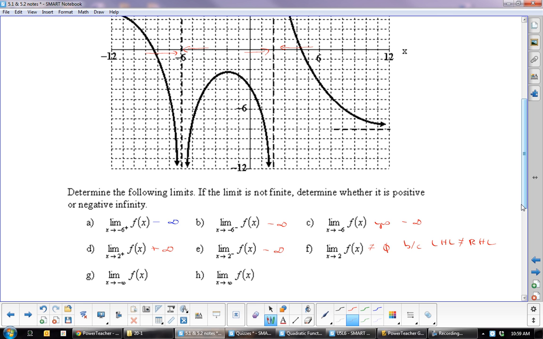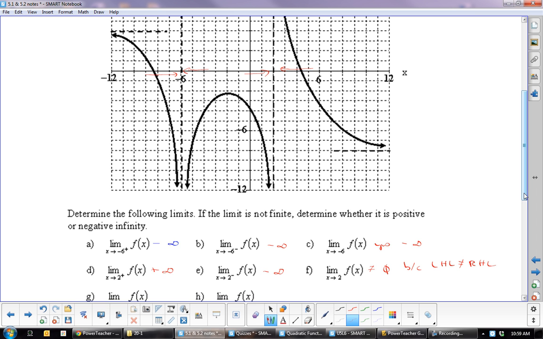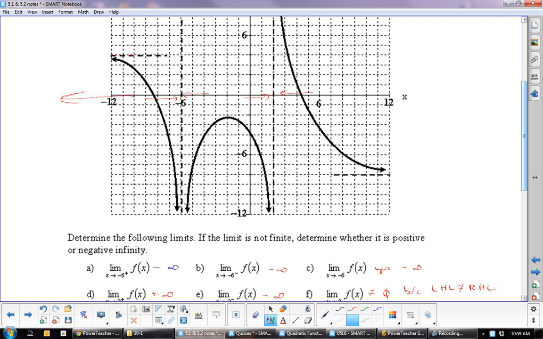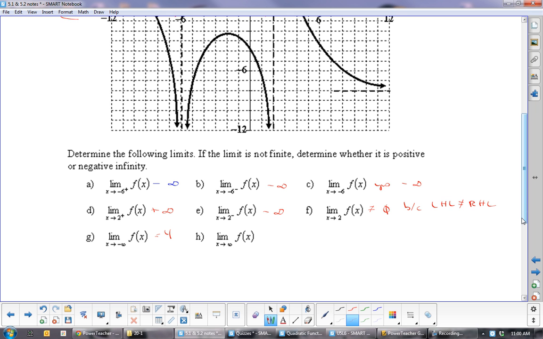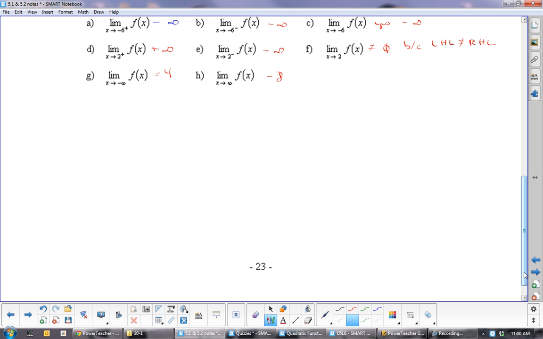Okay, as x is approaching negative infinity, what's the graph approaching as we're going this way? 4. Because you can see this. Okay, and as it is approaching positive infinity, negative 8. What's that? Negative sideways infinity. Okay, so page 222, 1 to 5.